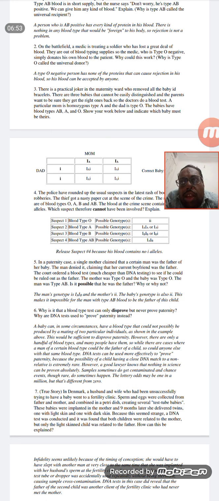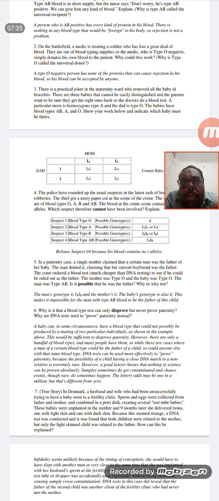So whenever a female gives birth, at that time itself the nurses will put a tag on their hands with a unique ID, the name of the patient, like that. The question is related to that. There is a practical joker in the maternity ward who removed all the baby ID bracelets, that means they have removed the tags. There are 3 babies that cannot be easily distinguished, and the parents want to be sure they get the right one, so a doctor does a blood test.